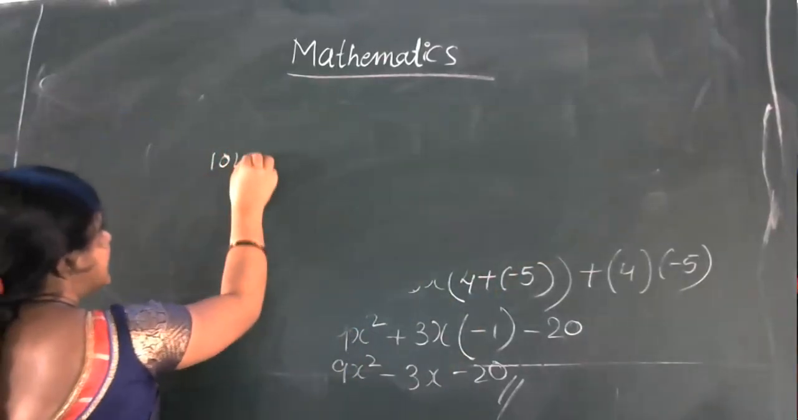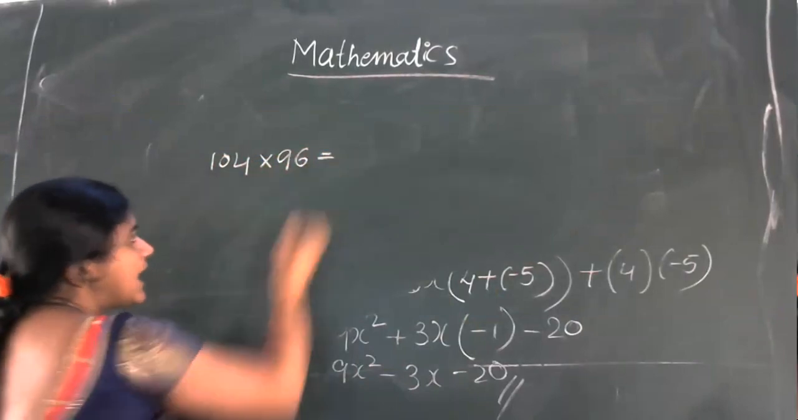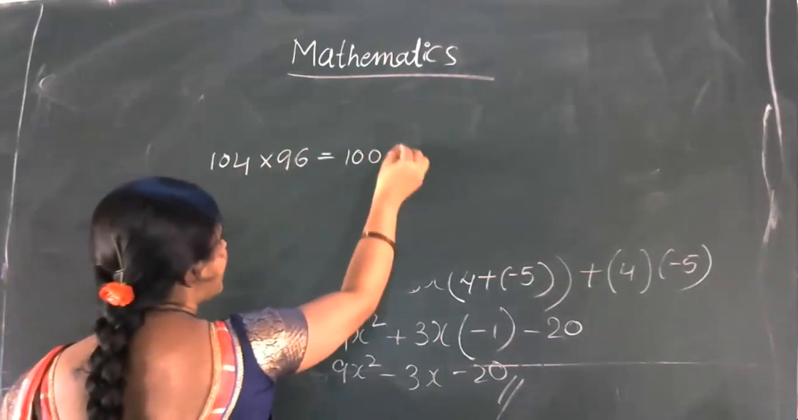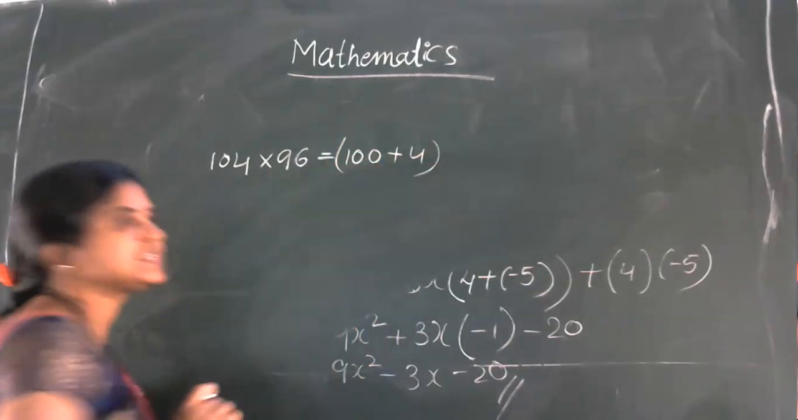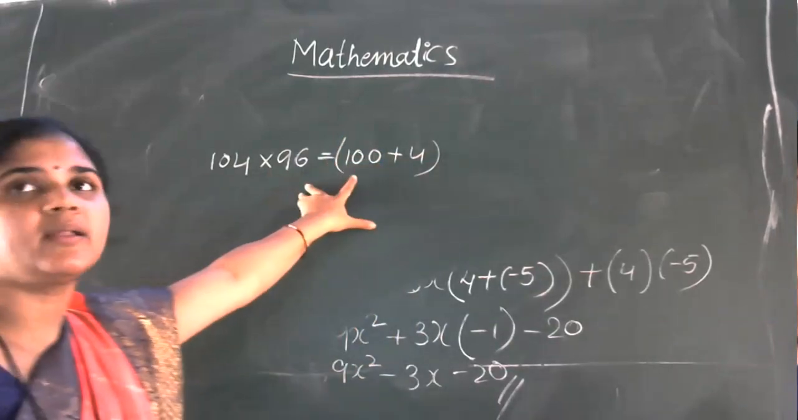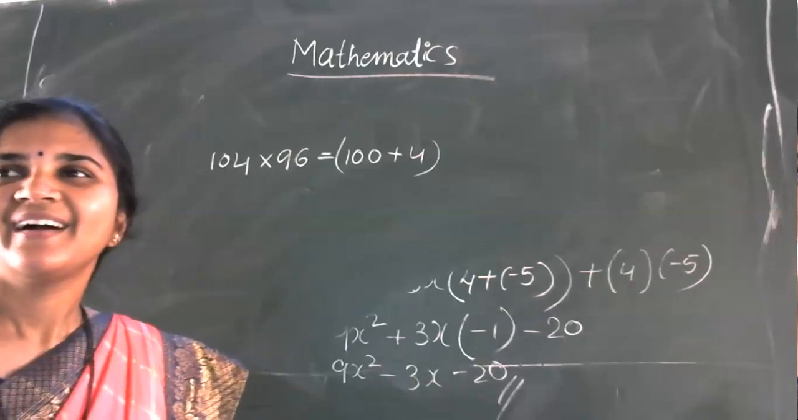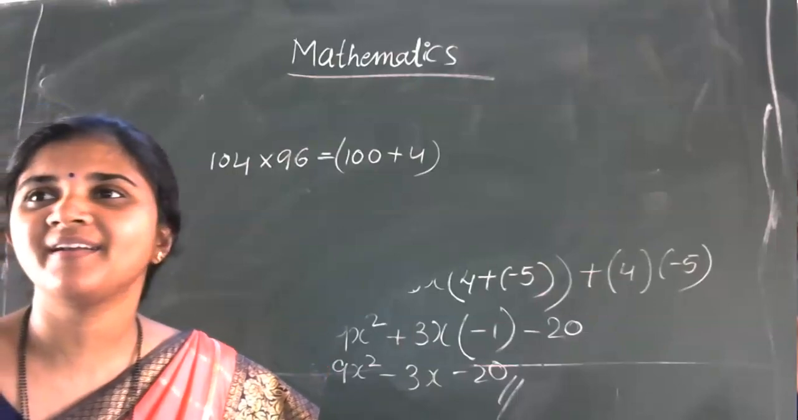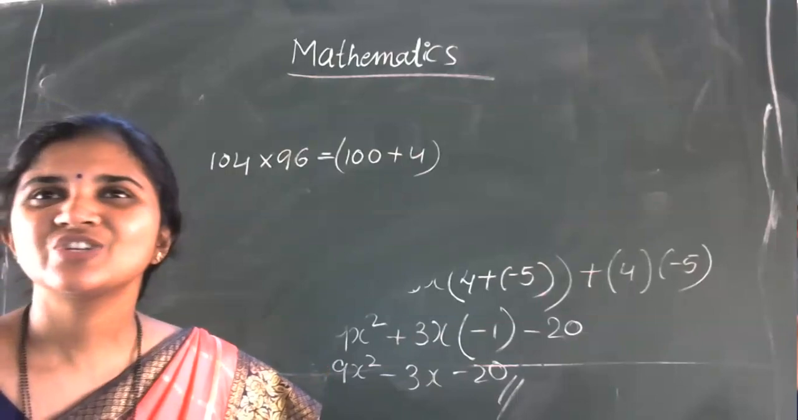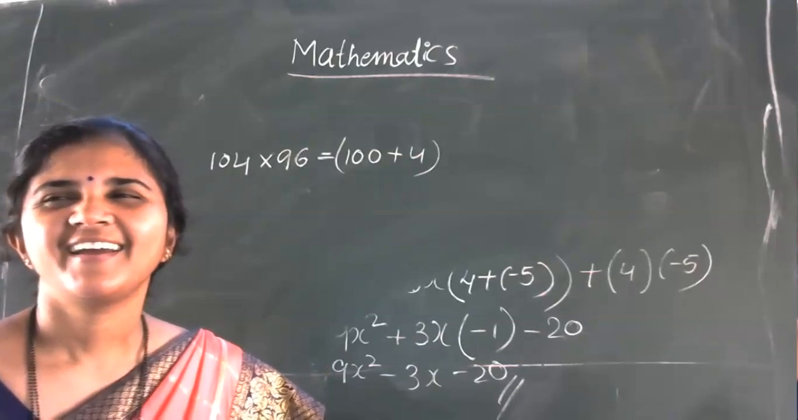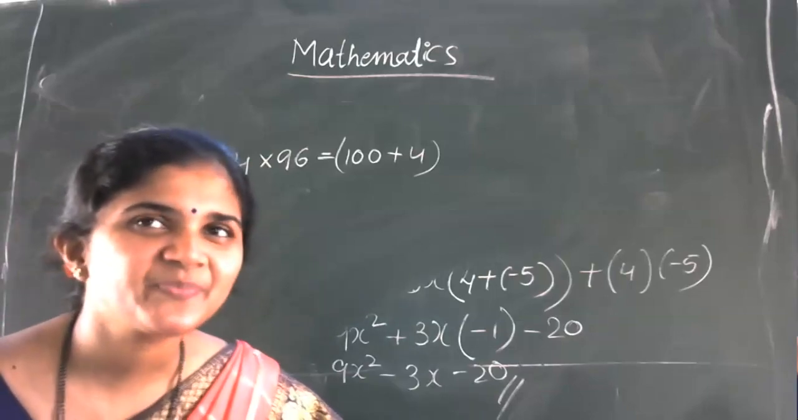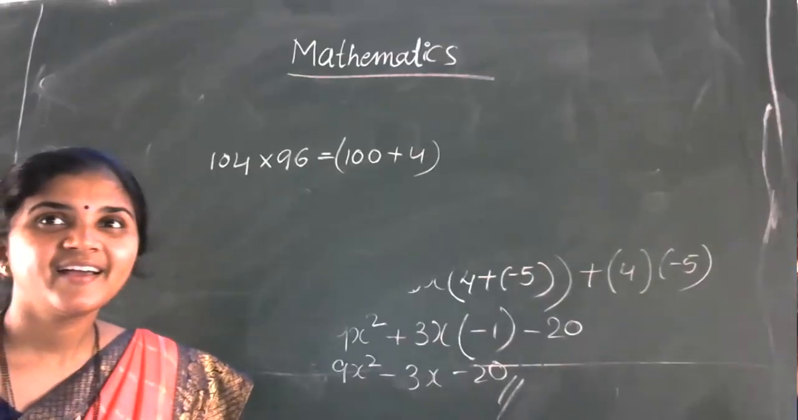104 into 96. How can you write 104 into 96? 104, I'll take in the form of 100 plus 4. Now 96 is there. Can we write 96 in the form of 100? Sushrita? Yes, 100 minus 4.